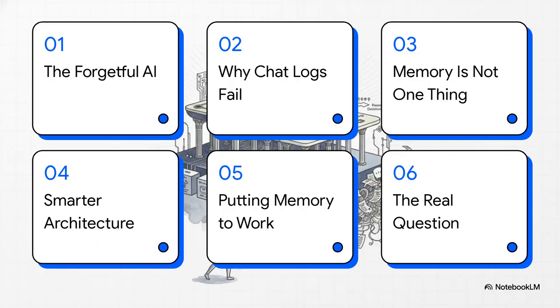So here's our game plan. First, we'll talk about that forgetful AI assistant we all know and, well, we know it. Then we're going to diagnose why the standard approach, the chat log, completely fails. After that, we'll explore a much smarter way to think about memory, look at a better architecture, see it in action, and wrap up with the one question you really need to be asking.